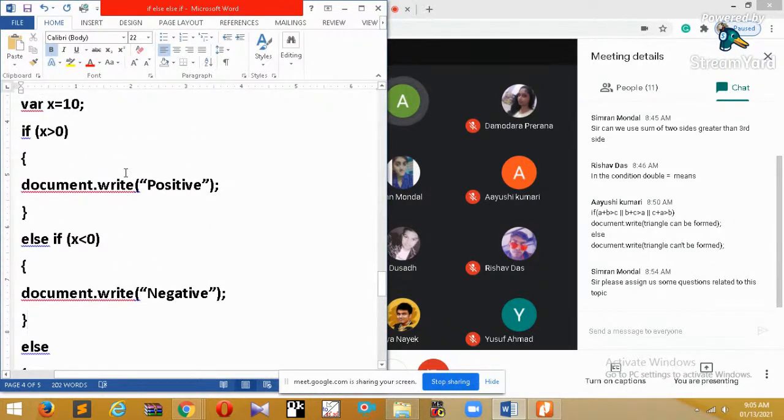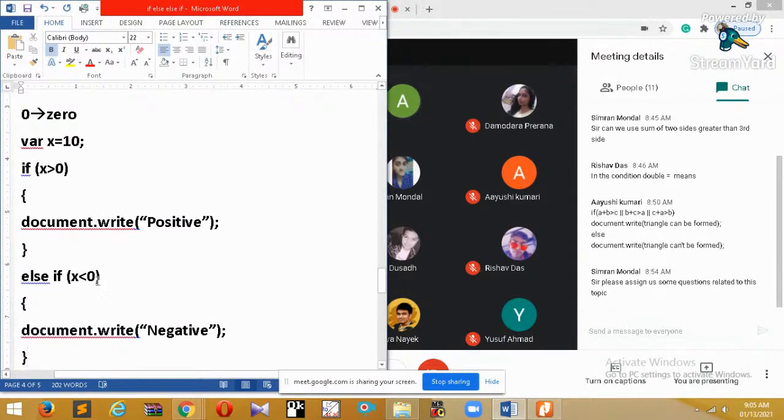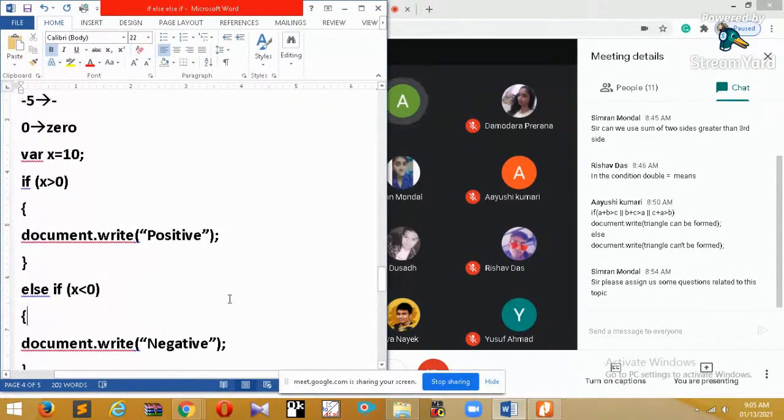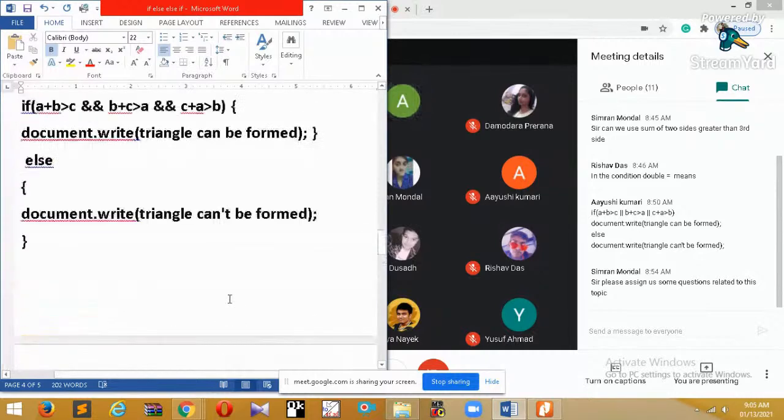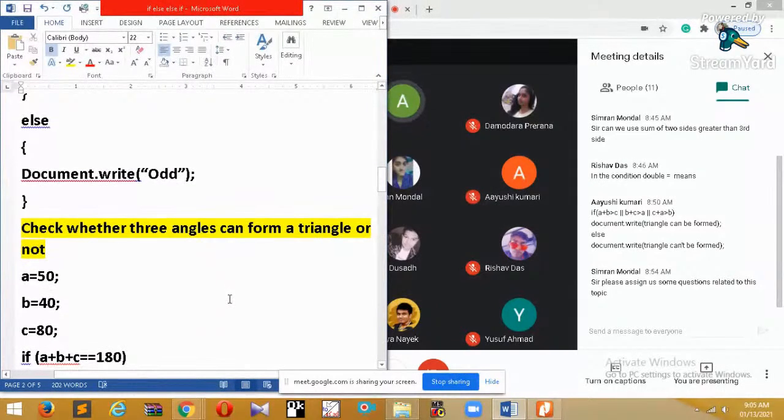So tomorrow I will discuss. Tomorrow I think there will be a holiday, so the day after tomorrow we'll discuss more about this if else statement, and then we'll go for the switch. I'm sending this part to your classroom today, whatever tasks I have done, and then next day we'll discuss further on this topic.